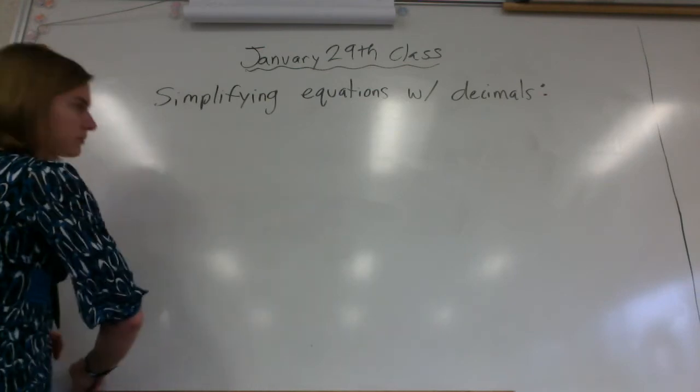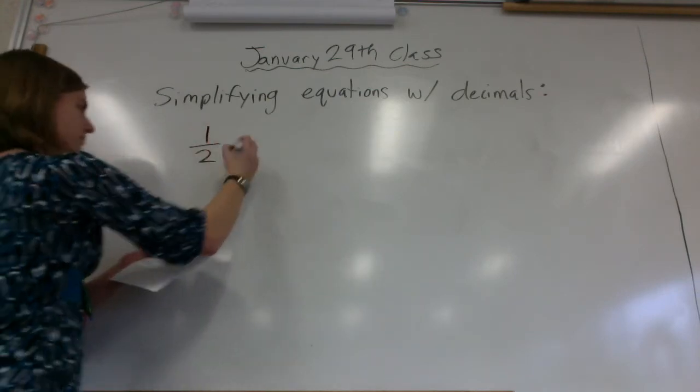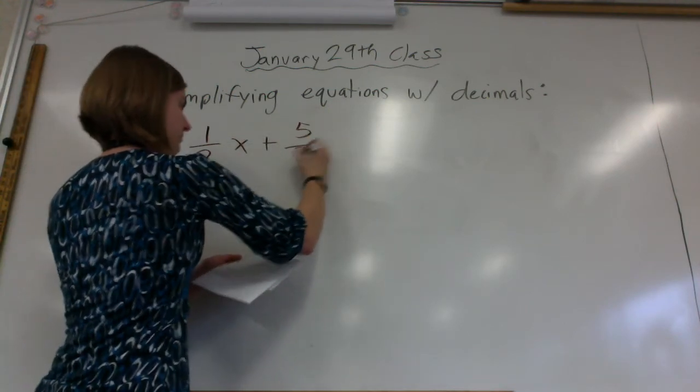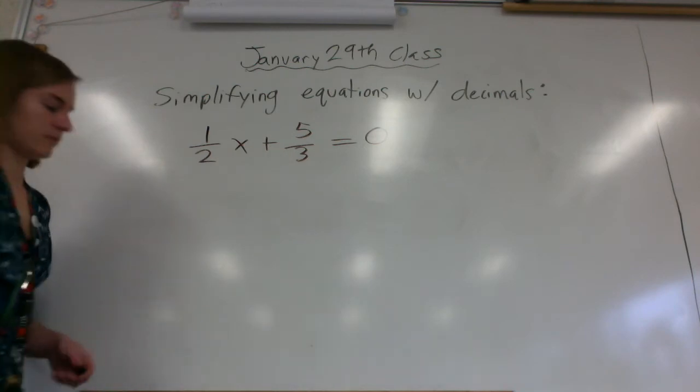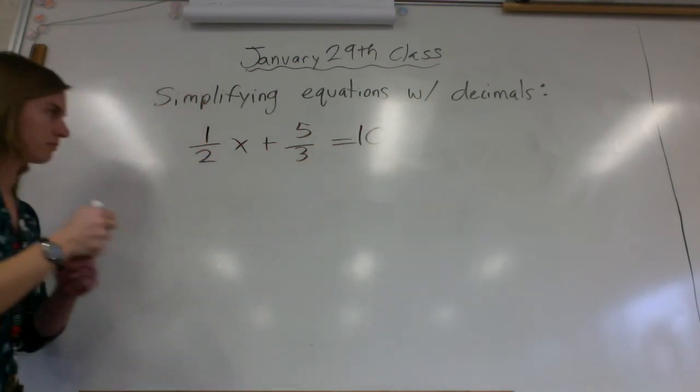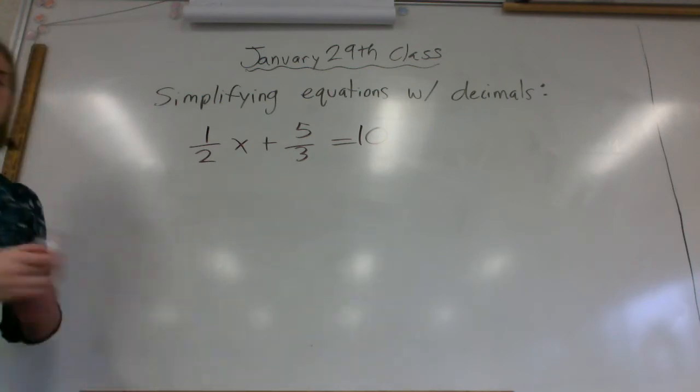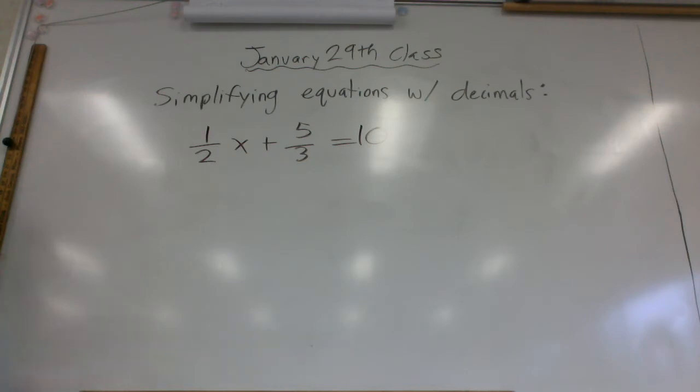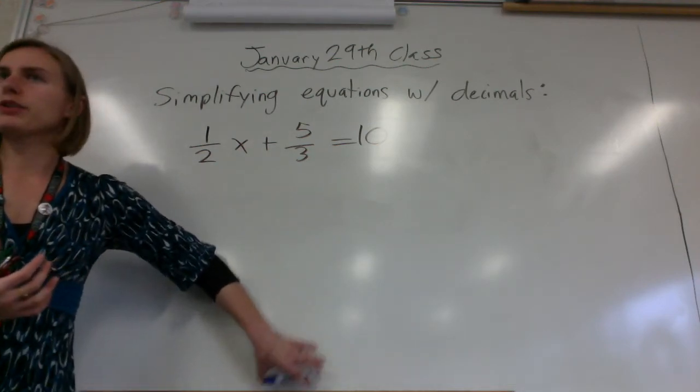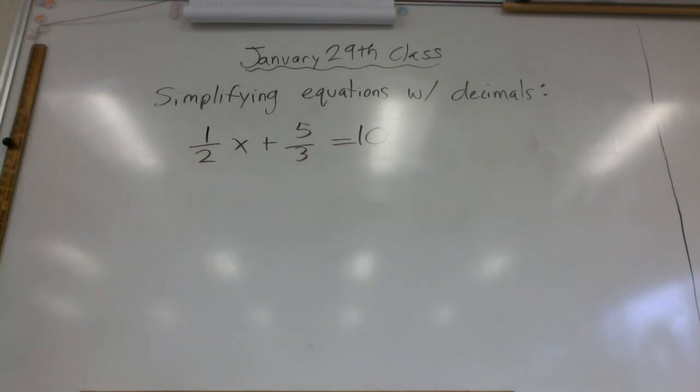Actually, let's make it 10. So 1/2 x plus 5 over 3 equals 10. So, Evan's right, you could change this all to decimals, but 5/3 doesn't change nicely into decimals. So this is one you want to remember back to, like fourth grade when you learned about common denominators. What number can I multiply these by so I essentially have a common denominator for everything?